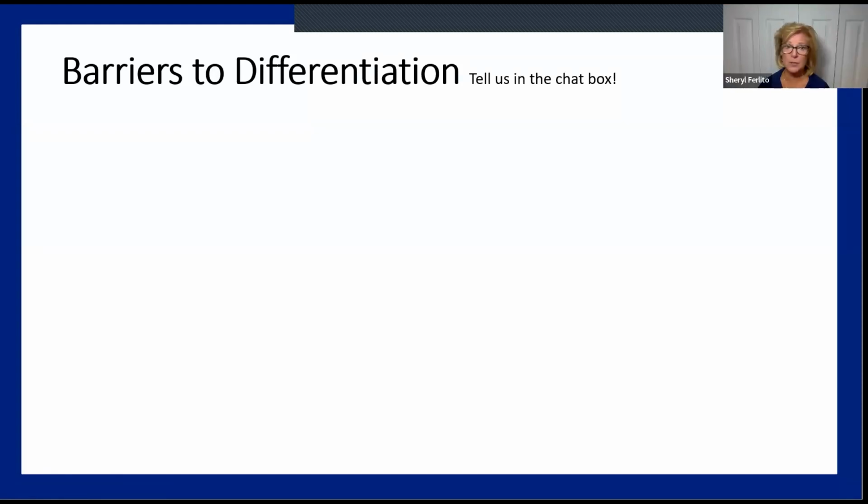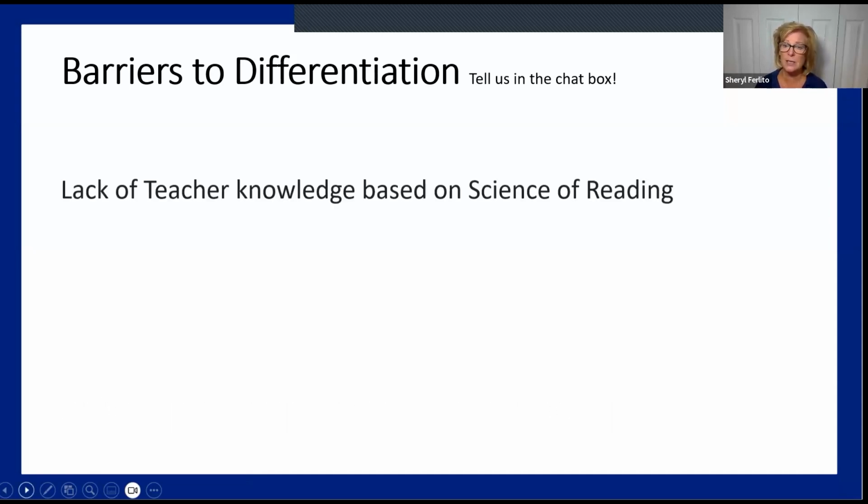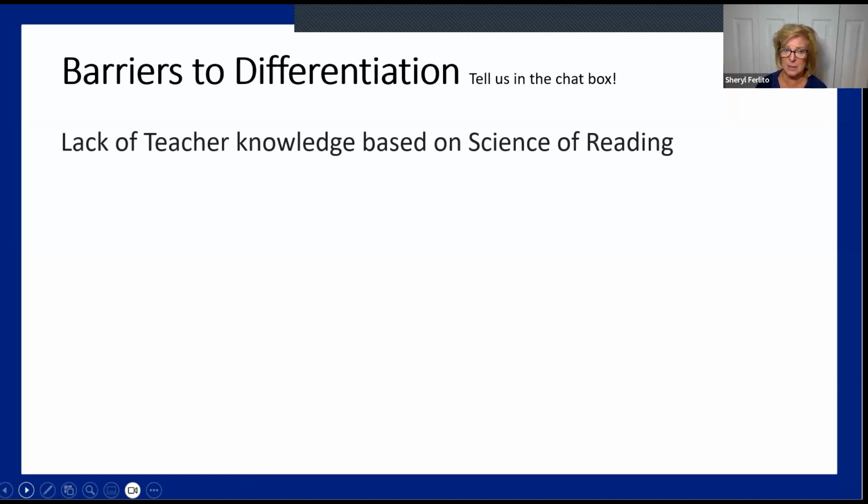There's a lot of barriers, right? In Nancy's book, Nancy and Jan talk about four types of management needed to differentiate instruction. They talk about time, environment, behavior, and instruction. We're really only talking about instruction for this particular session, but you're right, all of those things are barriers. Lack of teacher knowledge based on the science of reading. We just said how important deep teacher knowledge is to differentiate well.